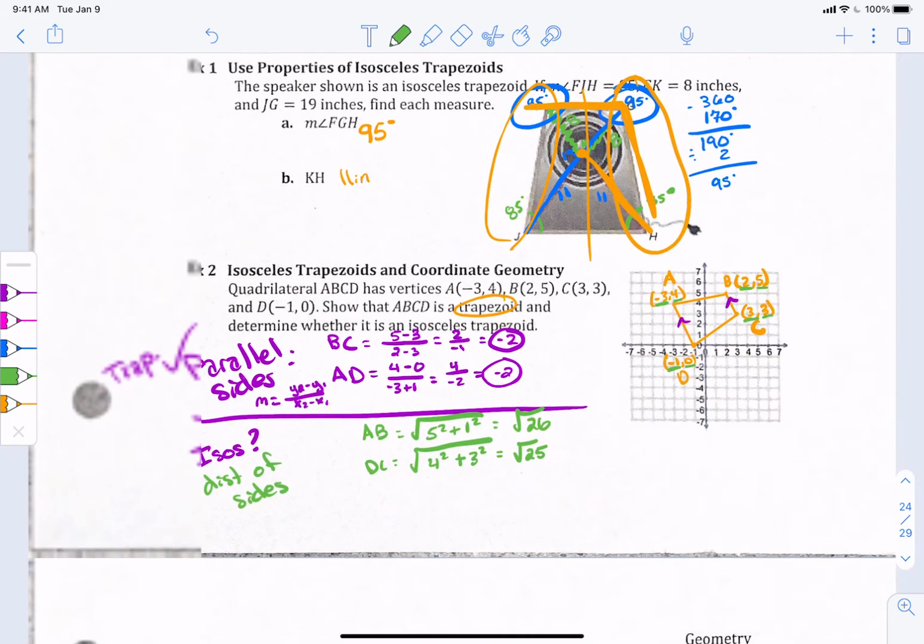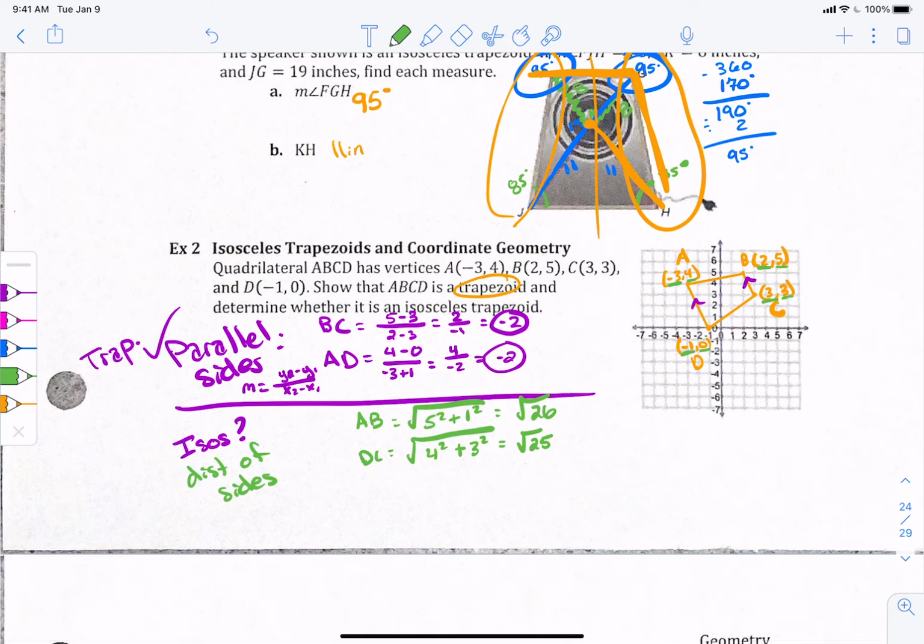So what's that mean? It's not isosceles. But is it a trapezoid? Yes. So it's a trapezoid, but not isosceles. Does that make sense? You've got to do the slopes and then you've got to do the distances. It is a trapezoid, but it's not isosceles.